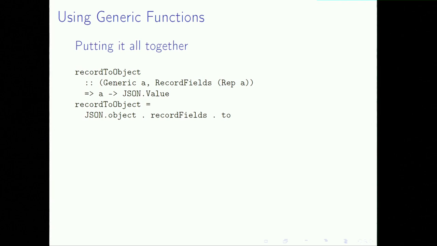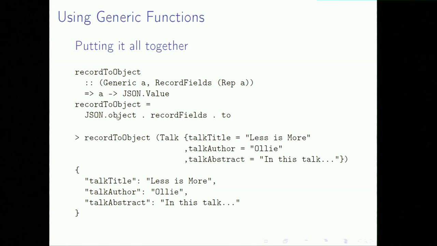So this function, recordToObject, is polymorphic over all types A, subject to the constraints that A is both Generic, that is, I can view its generic representation, but also that whatever its representation happens to be, I can traverse that to find the individual fields of the record. The body of the function is to just immediately enter under this representation type with from. I then pass this representation to recordFields, which is going to give me back a list of key value pairs where the values are all JSON objects. And then I can pass this over to the object function, which constructs an object in the JSON syntax tree.